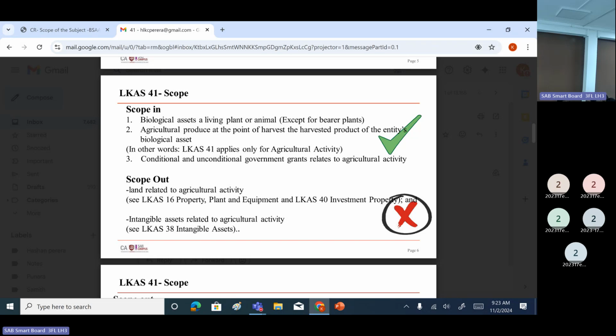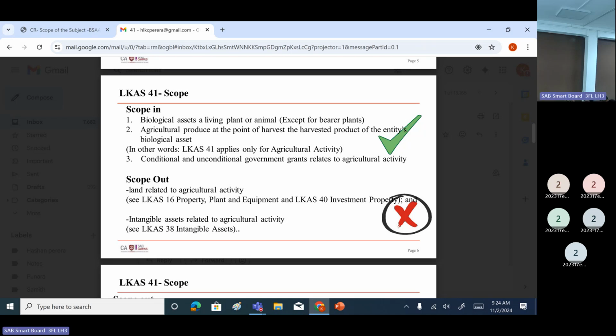So those are the differences we have to mention in the scholarship exam. But in the campus exam for the degree, you can't mention those differences. What I would mention is, the mango tree is a bearer plant, we are expecting harvest for the long run. We are keeping that plant for a long-term perspective, right? Because of that, this is a bearer plant. We need to treat it according to LKAS 16 Property, Plant and Equipment.